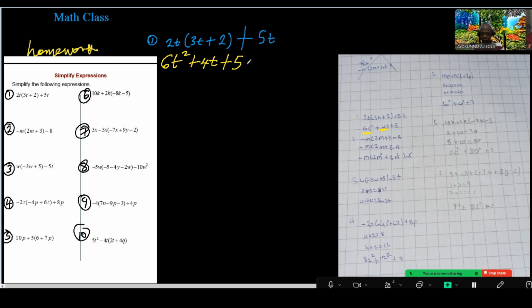Always calm down when you're doing your work. You should bring down the t so that when you have 6t squared, you can add 4t and 5t to give you 9t. Maybe this is 4t bags and 5t bags, it's going to give us 9t bags. And this is our answer. Because this is a square, we cannot add it to the power 1. So this is the final answer. You would have gotten this if you had brought down your t here and added it to this. So take note of that next time.